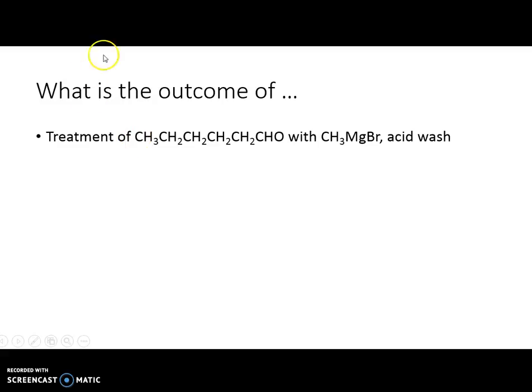Treatment of hexanal with methyl magnesium bromide followed by an acid wash. Try to figure out what the outcome of this reaction is. Well, when we have the methyl magnesium bromide, there's a large negative here so that it acts as if it's a methyl anion. This then goes and attacks right here to the carbonyl.